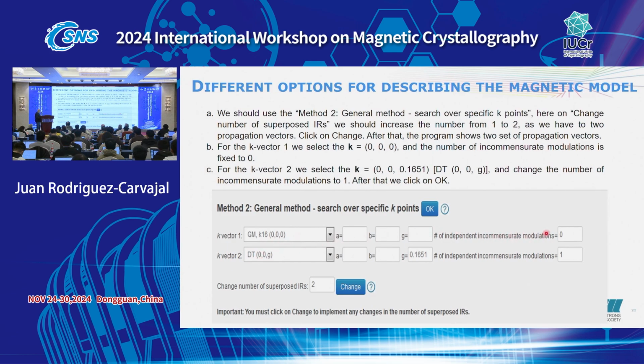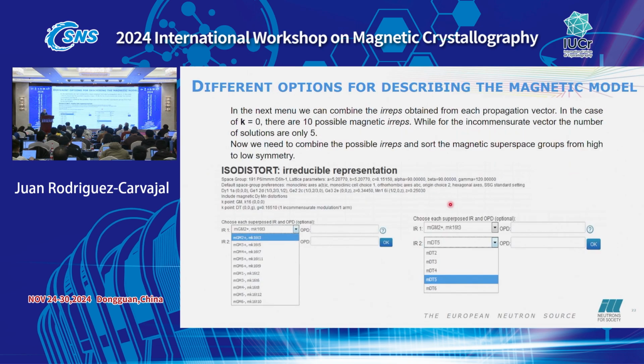Here, the number of incommensurate modulation is 0. And here, this is the propagation vector of the satellites. You provide the number, the component of the propagation vector, and you have to put here 1. If you put 0, it doesn't work. You have to put that 1. And you can also put different superposed irreducible representation, and then you have to put a change and add another thing. It is more complicated. When you click on OK, you enter in another dialog in which you have the list of different irreducible representations.